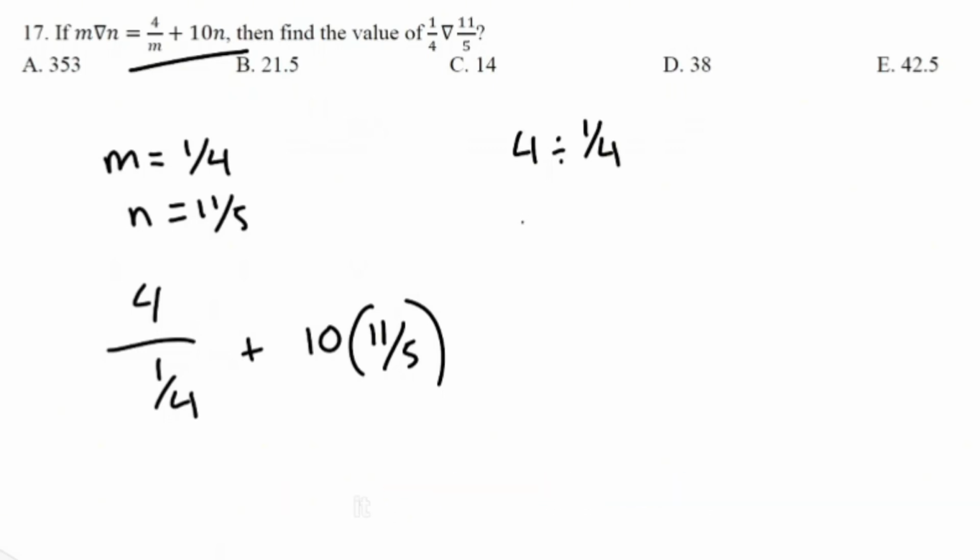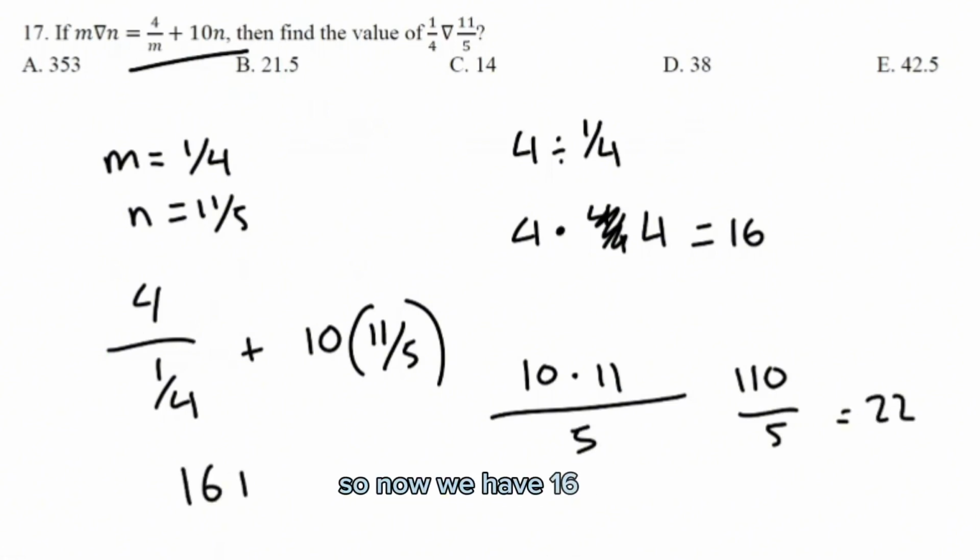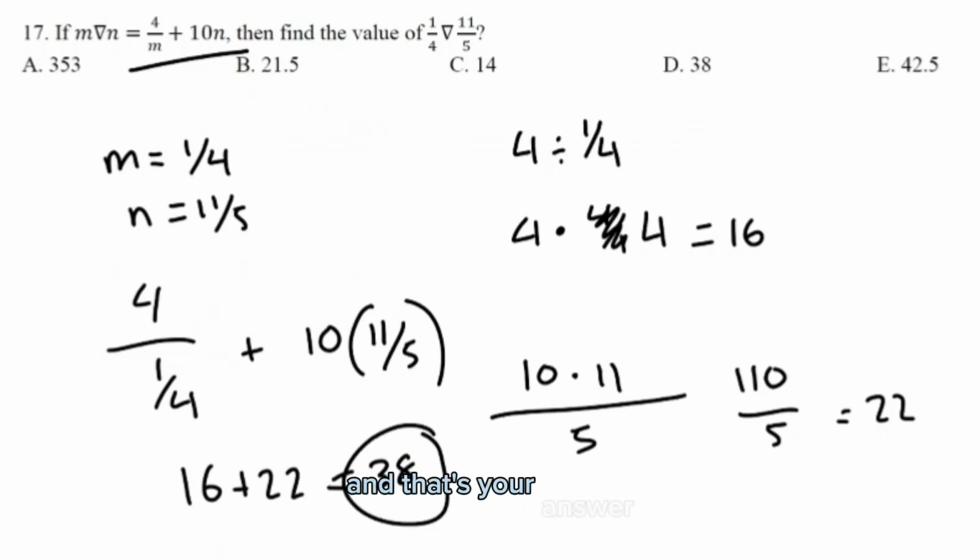So in this case, it becomes 4 times 4 over 1, which is just 4. So 4 times 4 equals 16. Next, we have 10 times 11 over 5, which is 110 over 5. That is 22. Alright, so now we have 16 plus 22, which is 38, and that's your answer.